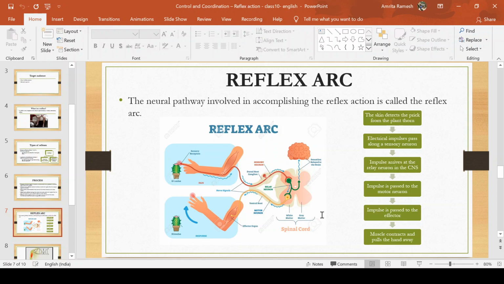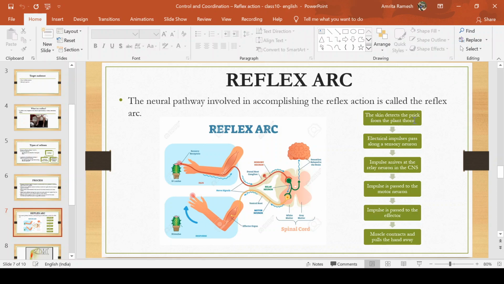Because the brain is involved, the spinal cord is involved. Since all these are involved, we call it a neural pathway and nothing else. So, the neural pathway involved in accomplishing the reflex action is called the reflex arc. Okay, now let's see what exactly is happening here.